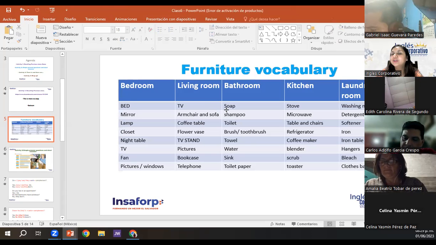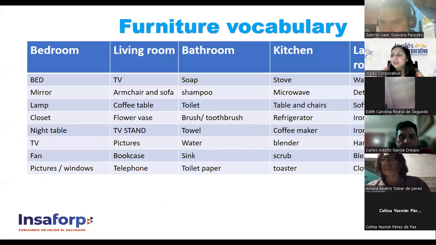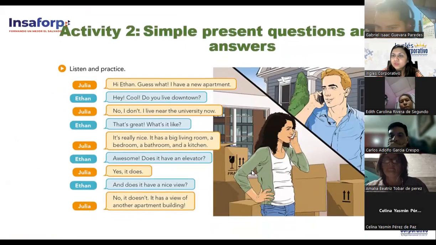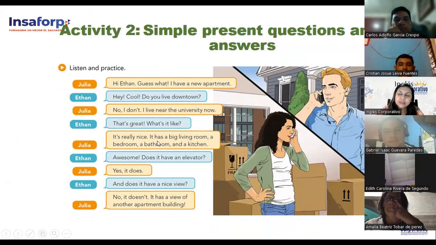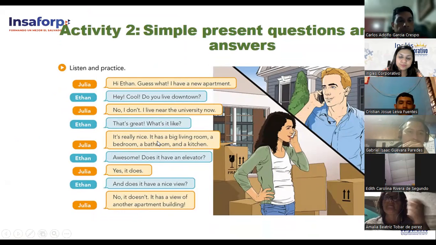So this is furniture vocabulary, important to know. It's important to know, okay? Good, so let's continue with the next. We have a conversation between Julia and Ethan. I need two volunteers to read the conversation.